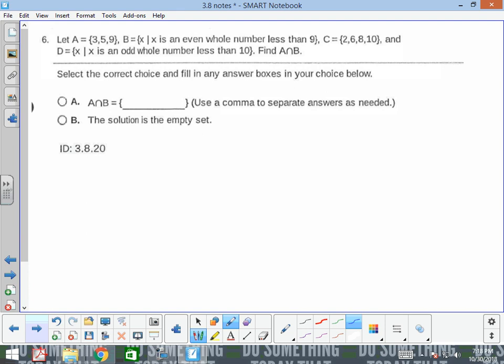All right, number 6. Let A equal 3, 5, 9. B is where X is an even whole number less than 9. So again, that's 2, 4, 6, and 8.